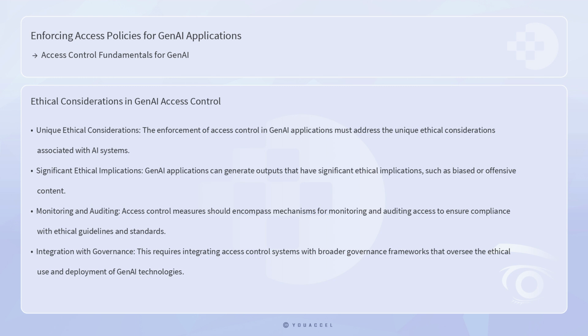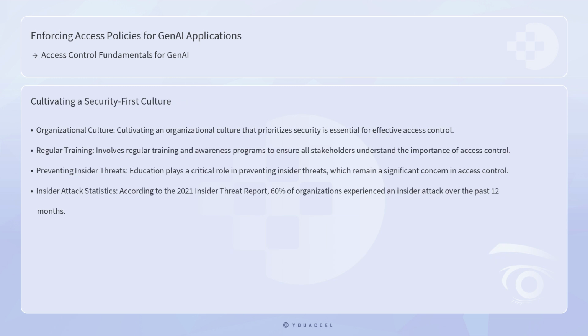technologies. In addition to technical mechanisms, cultivating an organizational culture that prioritizes security is essential for effective access control. This involves regular training and awareness programs to ensure that all stakeholders understand the importance of access control and adhere to established policies. Education plays a critical role in preventing insider threats, which remain a significant concern in access control. According to the 2021 Insider Threat Report, 60% of organizations experienced an insider attack over the past 12 months, highlighting the need for robust internal controls.